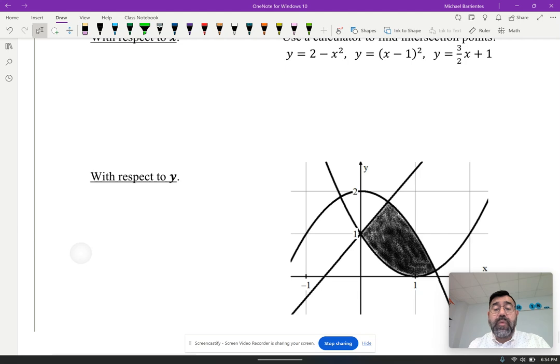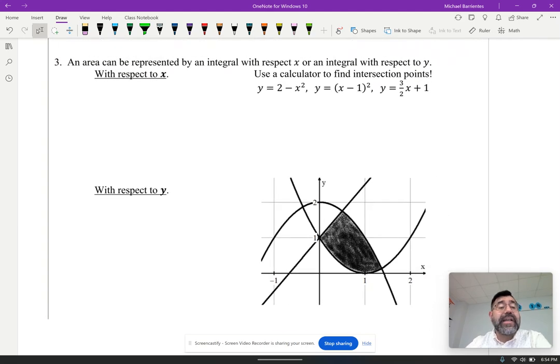Okay. Whoa, what is this? An area can be represented by an integral with respect to x or an integral with respect to y. Use a calculator to find the intersection points. We're not going to finish it, but I do want to do the respect to y because this is what this video is about. If I do it with respect to y, I'm drawing them this way, right? But I notice that at some point, and that would be at y1, my functions change. And so I need to figure out which is right and which is left.